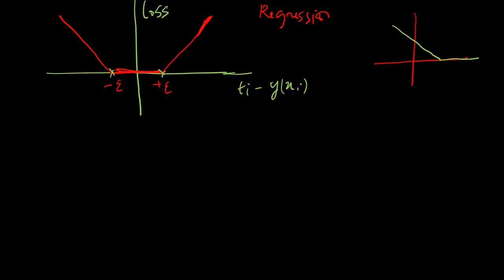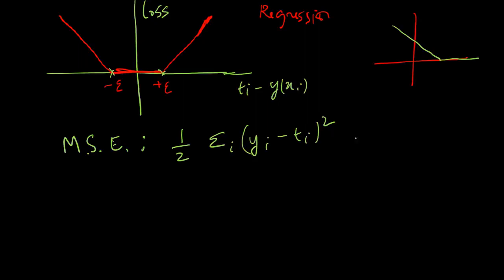Okay. So here we will have the mean square error. If we have regular regression, we will have mean square error, right? So mean square error is going to be half of the sum over i of (yi minus ti) whole square, plus some regularization term, mod of w square. So this is the mean square error for linear regression.